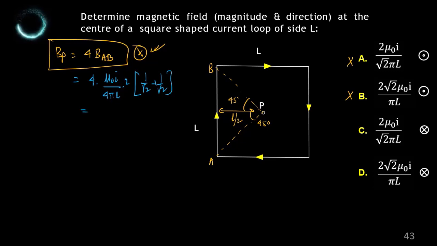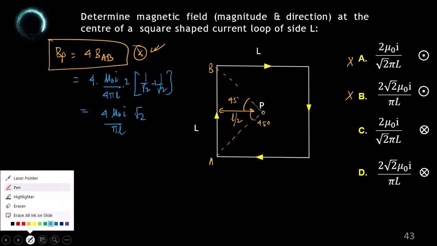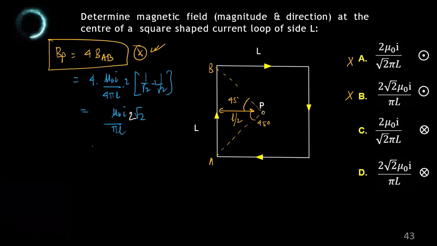So 4 cancels out. So 4 into mu naught I by pi L into root 2. So that will be our answer. Not the correct one. So 4 cancels out, so 2 by root 2, 2 root 2. Okay, it should be 2 root 2. So that means option number D, 2 root 2 mu naught I by pi. That is the correct answer.